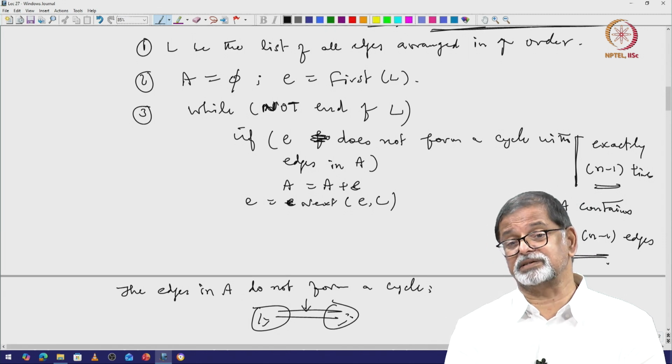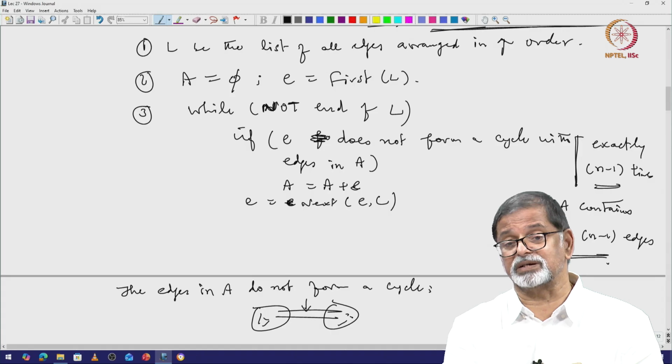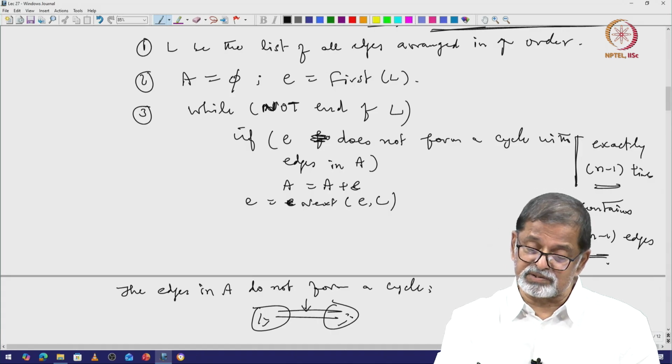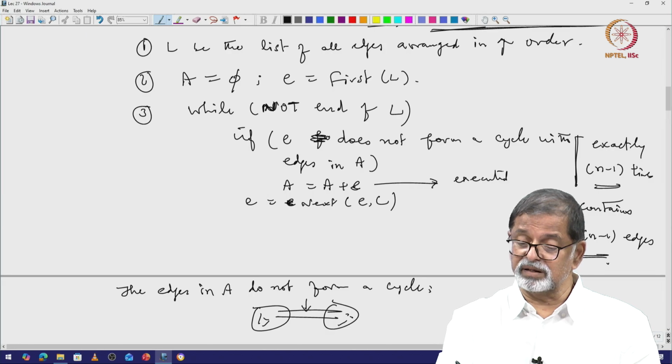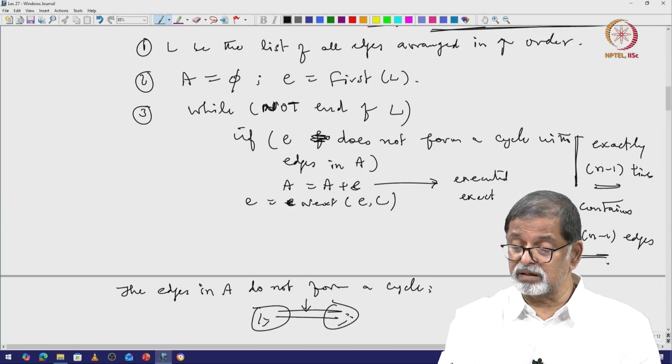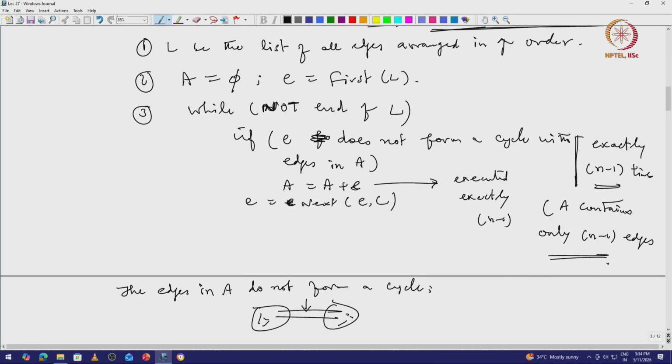There is another characterization: it is acyclic and has exactly n minus 1 edges. Therefore, this step must have been executed exactly n minus 1 times.